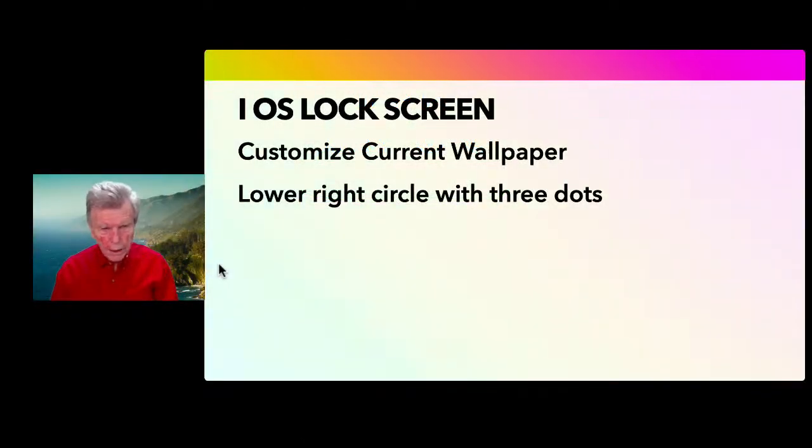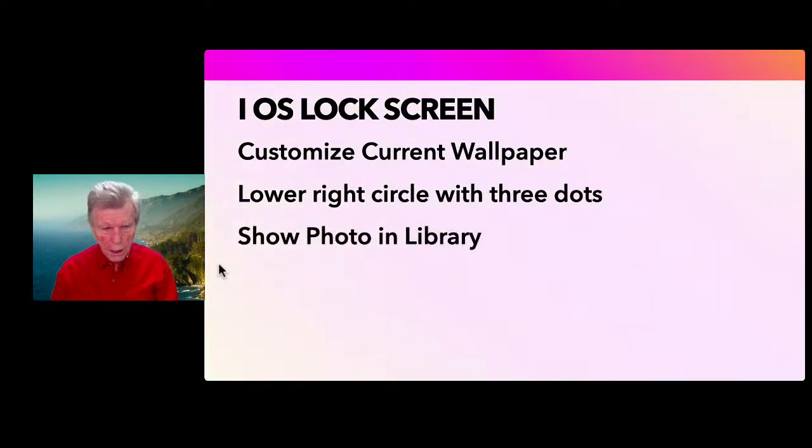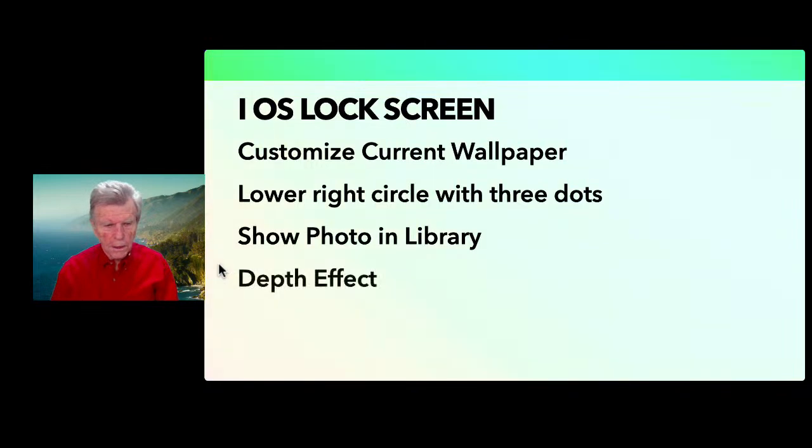So in the lower right hand corner is a circle with 3 dots, and you have 2 choices there: show photo in library, which does just that. It doesn't select a photo, it just shows a photo. And then you can turn on depth effect, which we will demonstrate here in just a second.